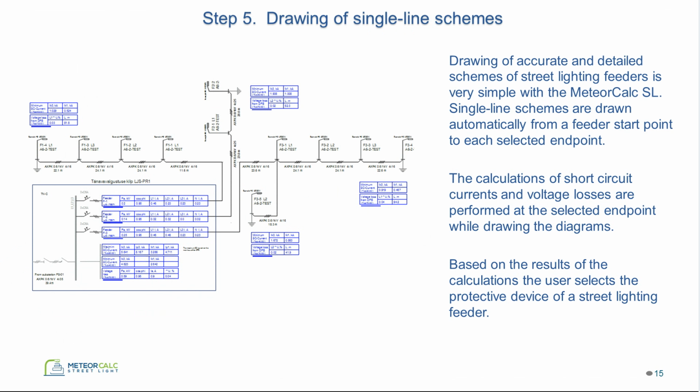Step 5. Drawing a single line schemes. Drawing accurate and detailed schemes of street lighting feeders is very simple with MeteorCalc. You just need to select an endpoint of a feeder, and MeteorCalc draws the single line scheme along the selected line from a feeder start point. Detecting branch points occurs automatically.